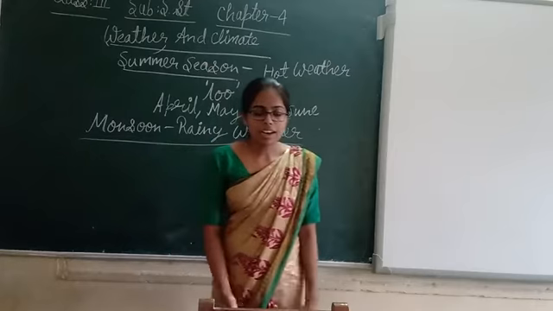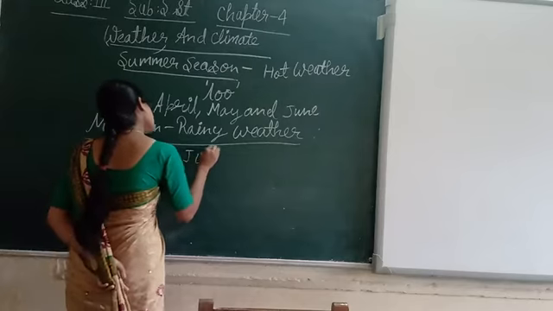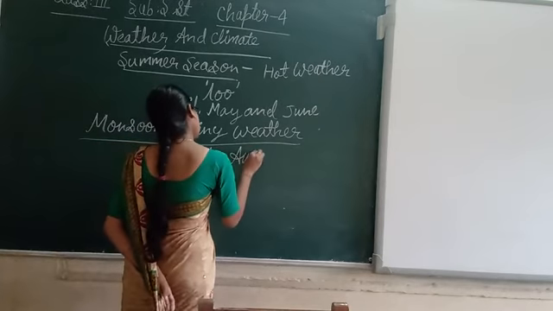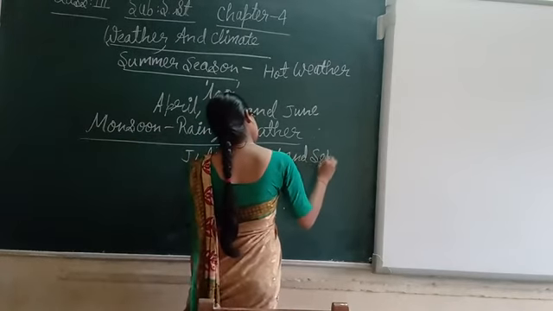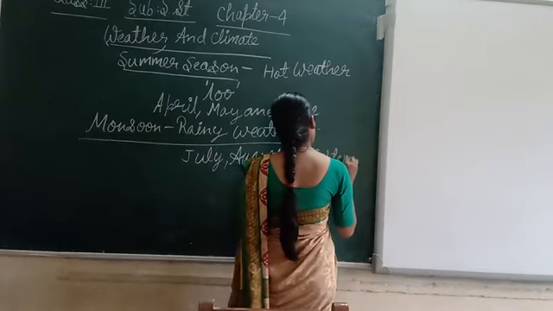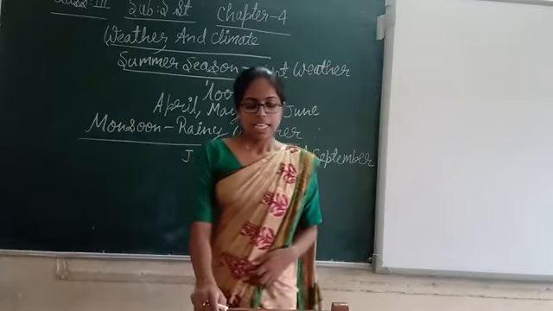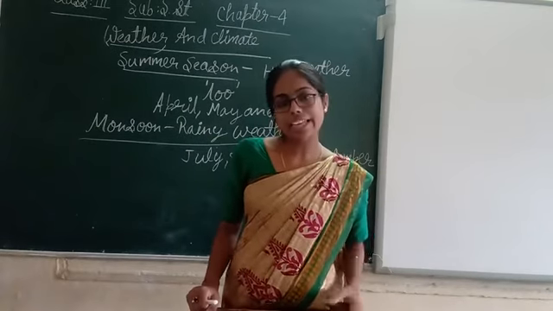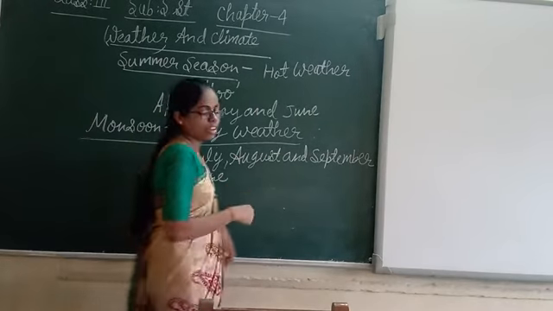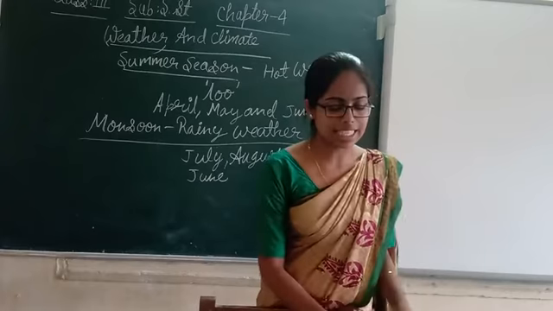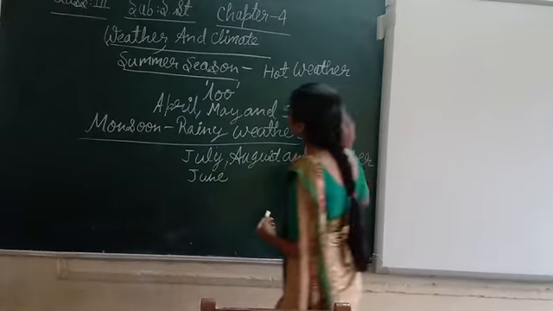In North India, the rainy months are July, August and September. In South India, rain starts a little earlier. It starts in the month of June itself. This is about the monsoon or rainy weather.